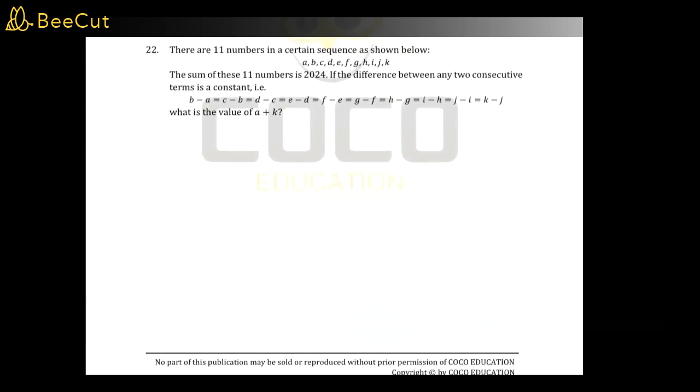Next, for question 22, because the difference between adjacent numbers is the same, this is an arithmetic sequence. It's a constant difference, so we can just find the average. Average is also the middle number. There are 11 numbers in total, so the middle number is the sixth number. This is the number F.